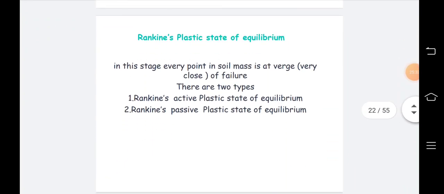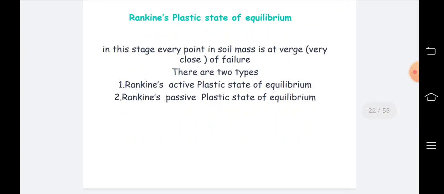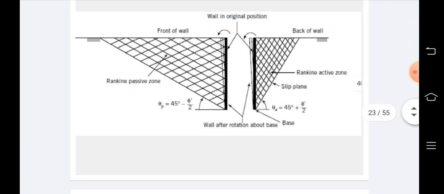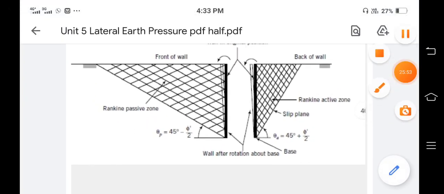So the next is Rankine's states of plastic equilibrium. There are two cases, as we know. First is the Rankine active state of plastic equilibrium, second is the Rankine passive state of plastic equilibrium. So these are the equilibrium conditions. What will happen in the first case?